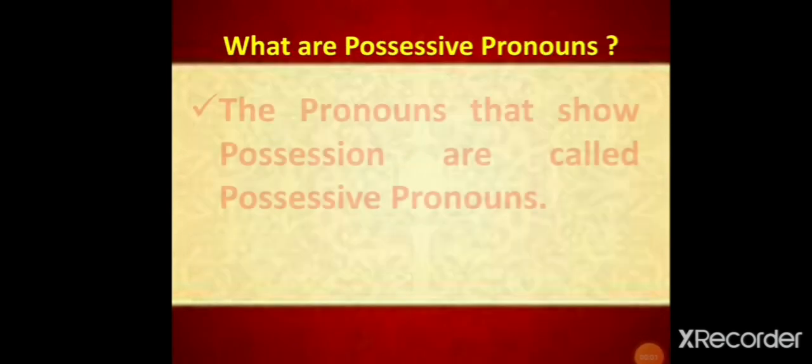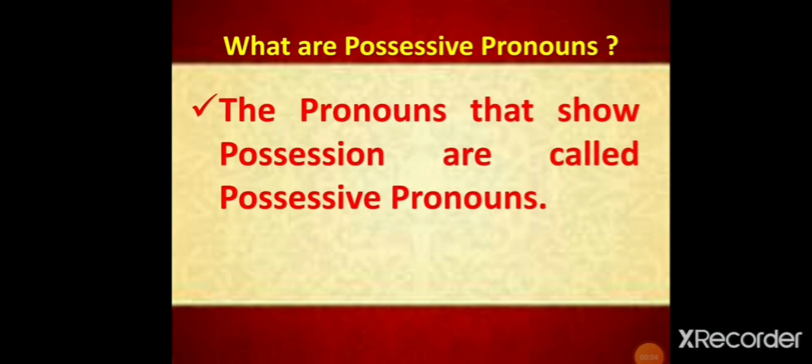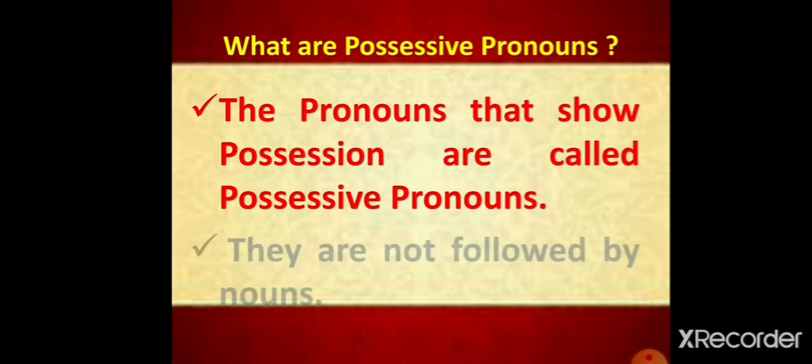Therefore, the pronouns that show possession are called possessive pronouns, right? ऐसे pronouns जो हमें बताते हैं कि कोई चीज़ किसको belong करती है, किसकी है वो चीज़, those pronouns are called possessive pronouns and they are not followed by nouns. इनके आगे कोई noun नहीं होता. All right.